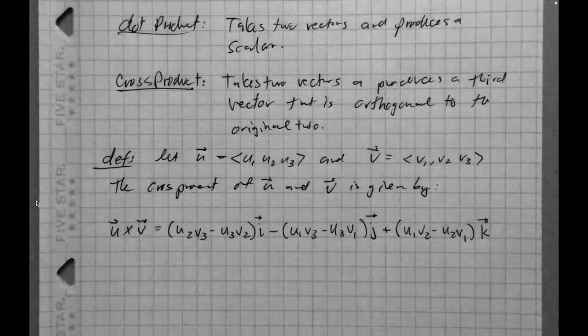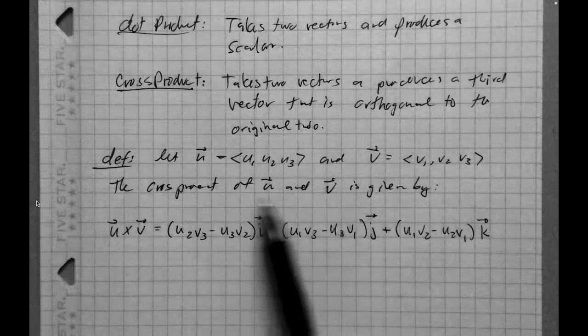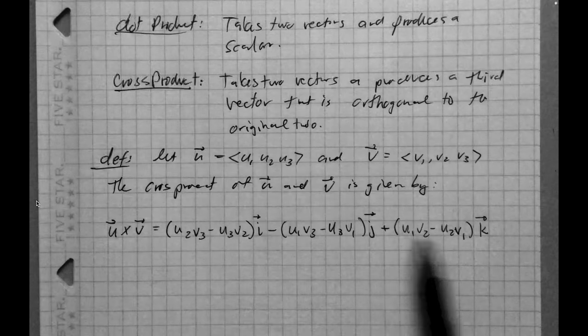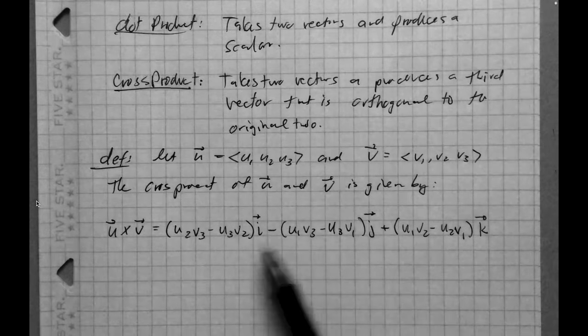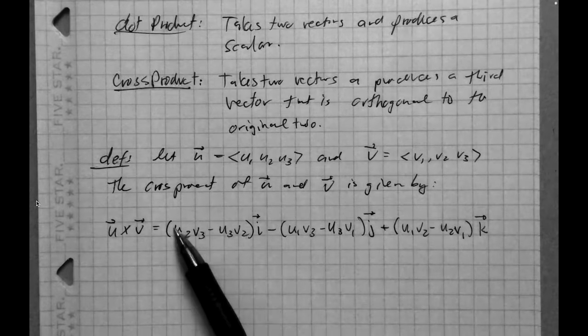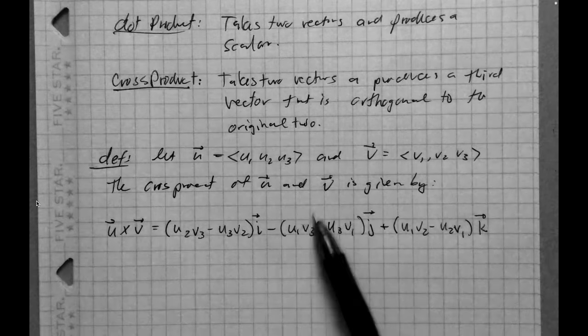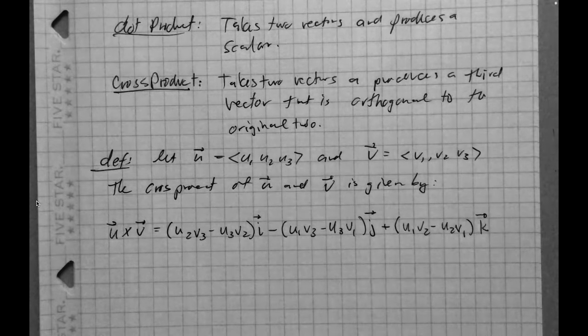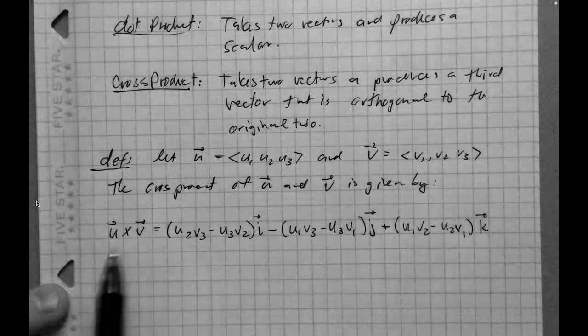It's important to notice here that I wrote this in component form, but the result of the vector is written using the i, j, k standard unit vectors. But you can just think of this as component 1, and then negative this is component 2, and then component 3.